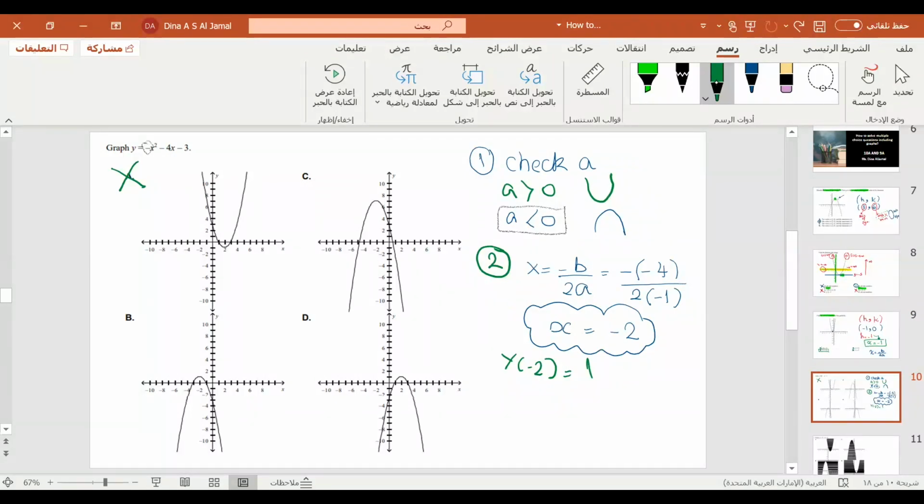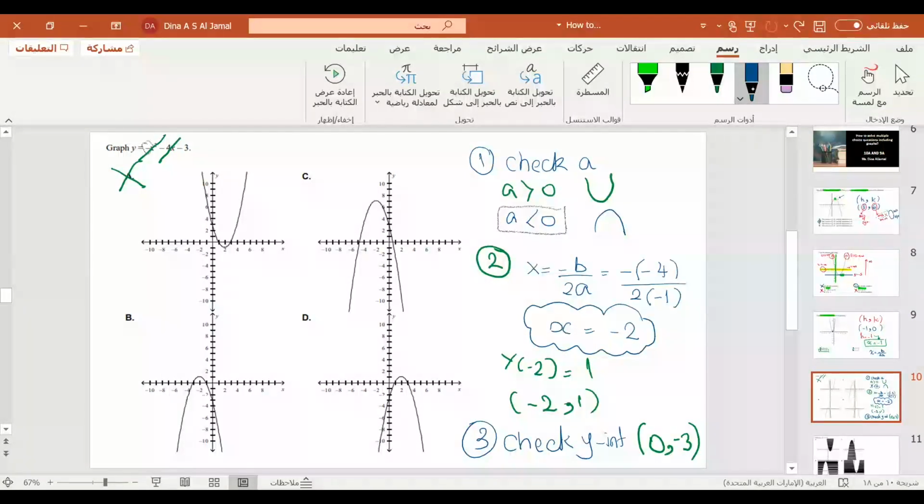So let's pay attention to this. So it will be minus 2 and 1. And what are the other things that I can do is that check the Y-intercept. And the Y-intercept can be found whenever you are putting your X as 0. So put X with 0, you will be having minus 3. So let's check everything now.